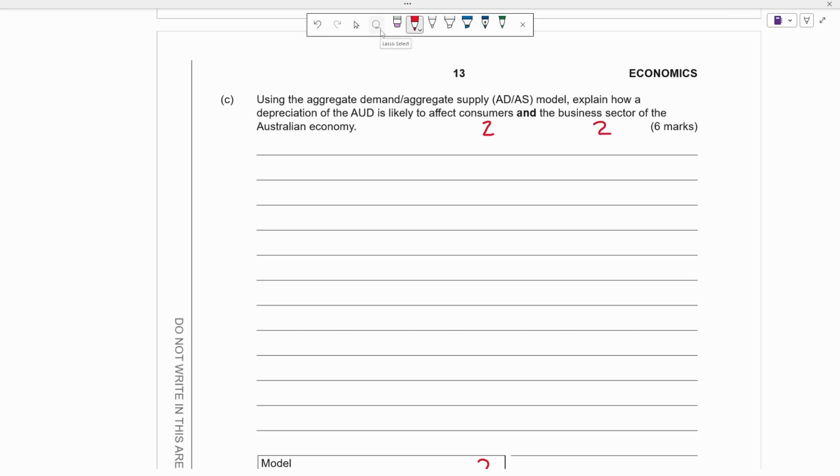Now, before you start explaining how a depreciation affects consumers and the business sector, I recommend that you define a depreciation. And after you do that, you could also provide an example of when the Australian dollar depreciated. That way you can use this to start explaining how it would affect consumers and the business sector. Now again, these two are optional. You're not going to lose marks if you don't include it, and you're not going to gain marks if you do, but it'll add more detail and it'll show your knowledge.